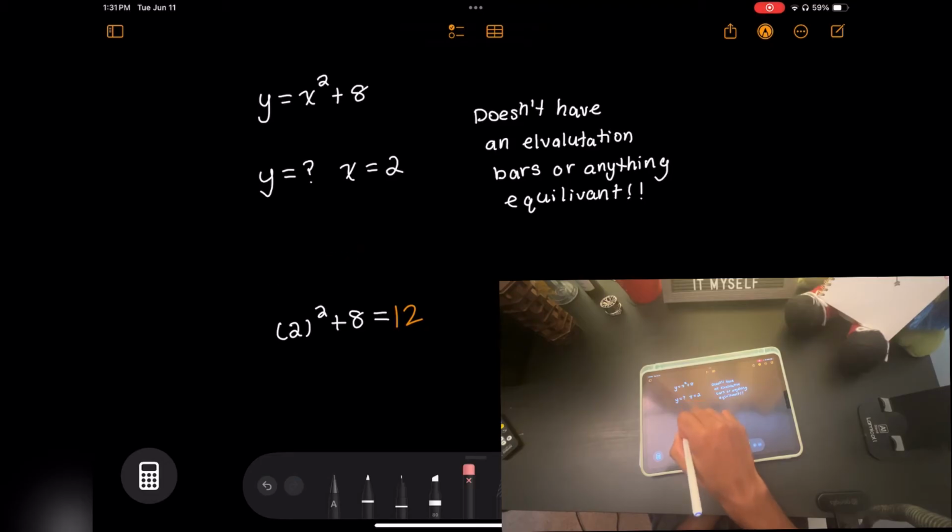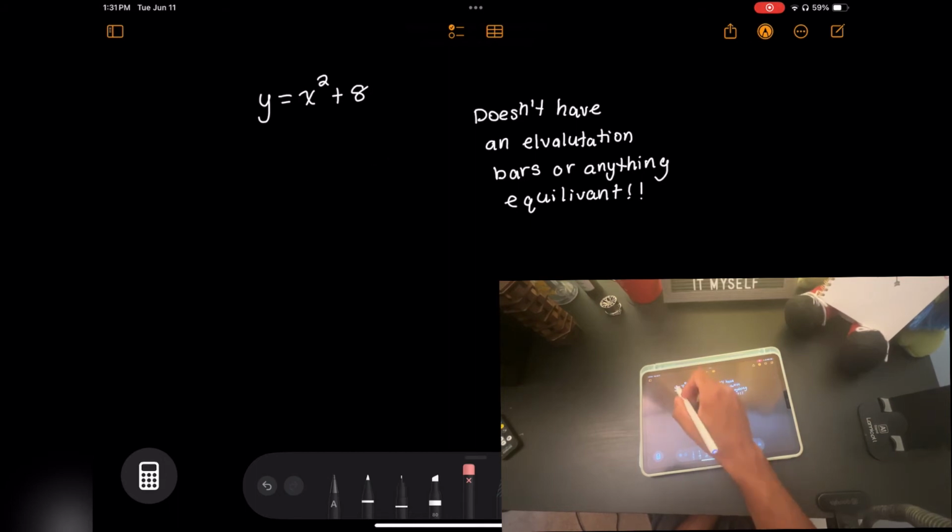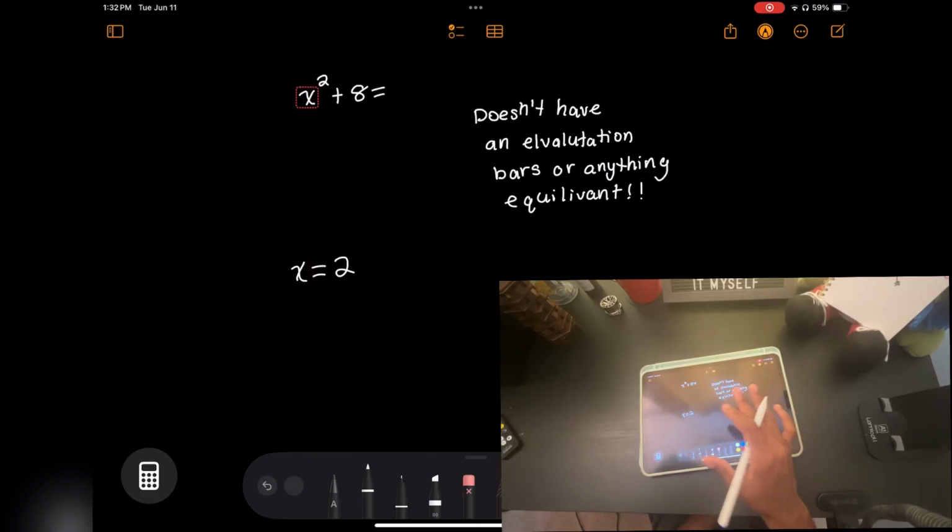Another huge thing, oh, but if you wanted to do this, instead of writing y equals, it will allow you to write just the equation. And then you can say, my brain is dead, you can say x is equal to 2. And then if you write equals here, it will work.